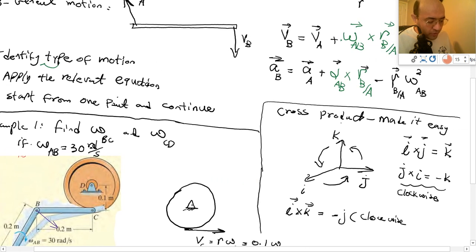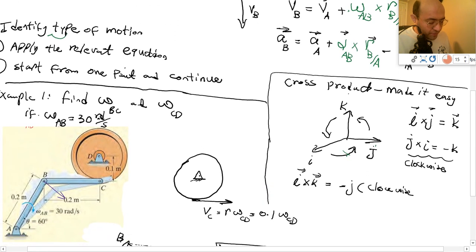Now, if I want to do I cross J, I cross J would be equal to K, because if you go from I to J, you're going to go in the direction of counterclockwise, like this. Now, if I want to say J cross I, I need to go the opposite way. I'm going to go clockwise, so I'm going to say minus K. I cross K is minus J. Again, if you say K cross I, that will be positive J.